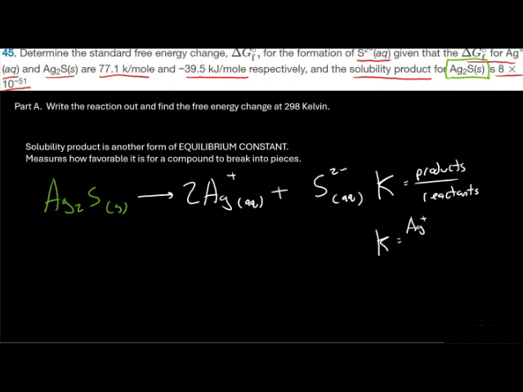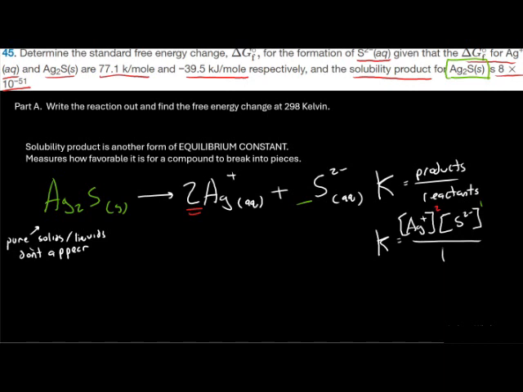We could write Ag plus, and because there are 2 pieces of silver, we would write a second power above the Ag. We can also write sulfide 2-. Since there's only 1 sulfide, because there's no coefficient, we can write a 1 above the sulfide. And also, be careful here because our Ag2S is solid, and we have to remember that pure solids and pure liquids are not included in the equilibrium constant. So for our reactants, we just write the number 1.